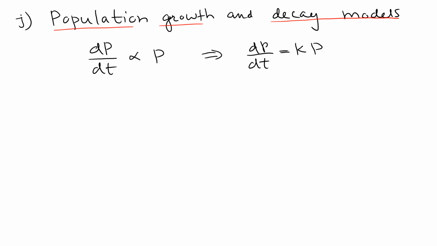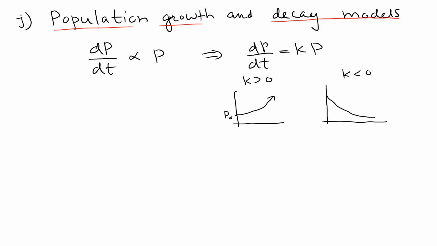And depending on the sign of k, you get two different cases. So if k is positive, you get what they call the population growth model. So it's going to go up, starting with the initial value. And if k is negative, you get the decay model. So starting with P naught, it is going to decay. So both have the same formula. One is k positive, one is k negative. Okay, so let's see how we can solve this one.